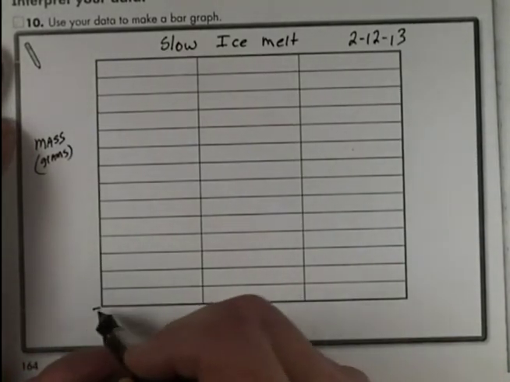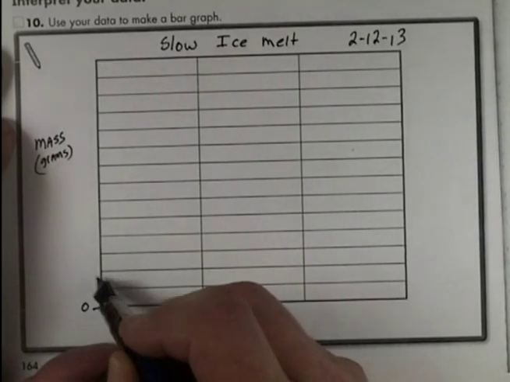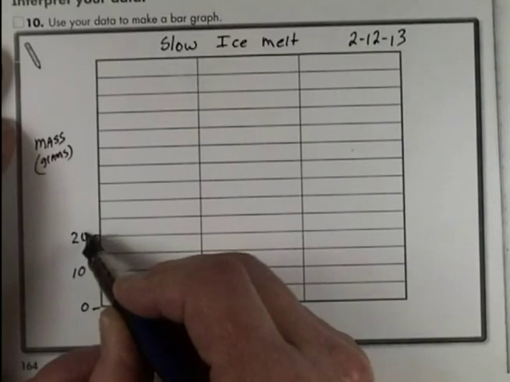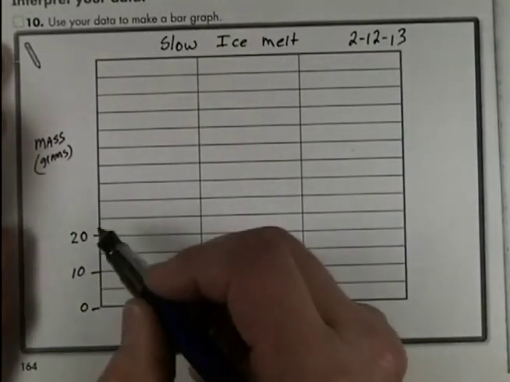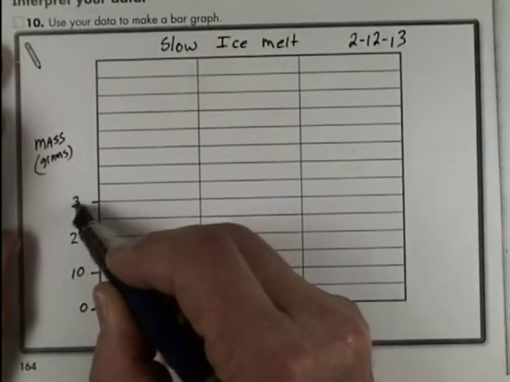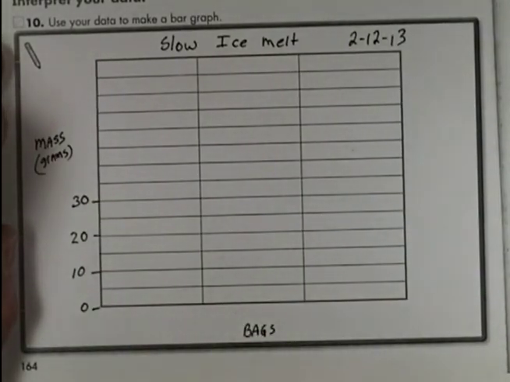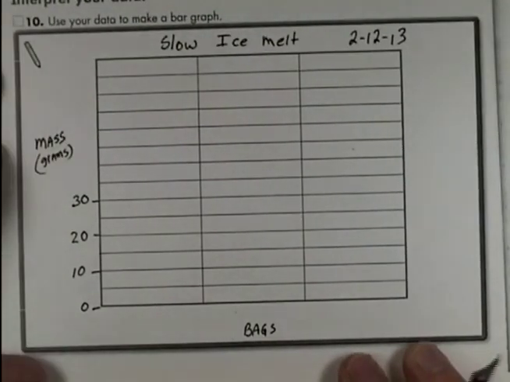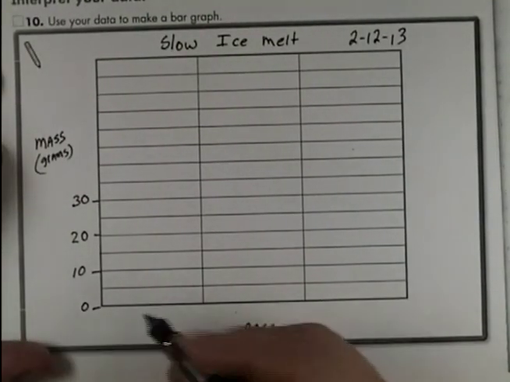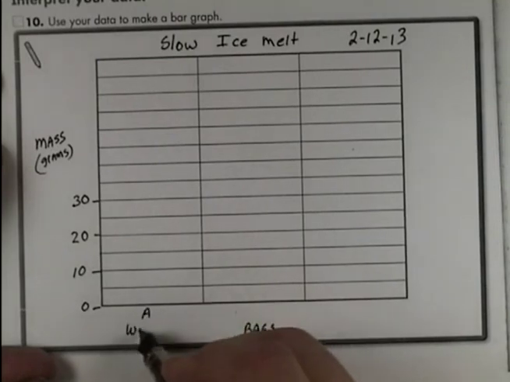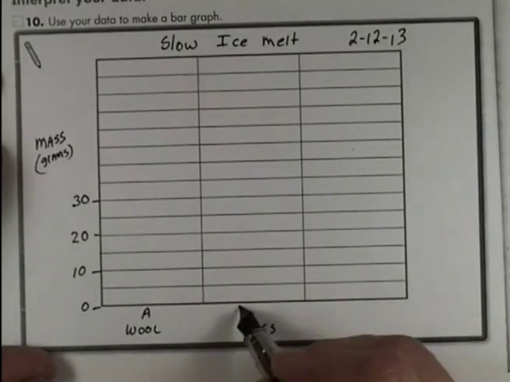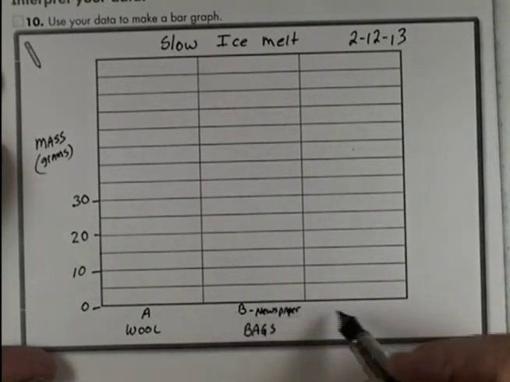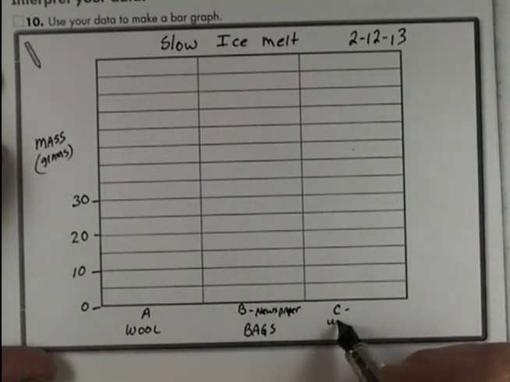Now I'm going to use these ticks. That's going to be 0, 10 grams, 20 grams. See how I'm skipping every other one? 30 grams. And I know that mine's 25, so I don't need to go much higher than that. But you see how I skipped one. Bag A, wool. Bag B, newspaper. And bag C, unwrapped.